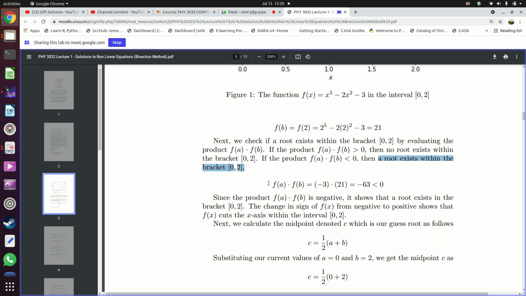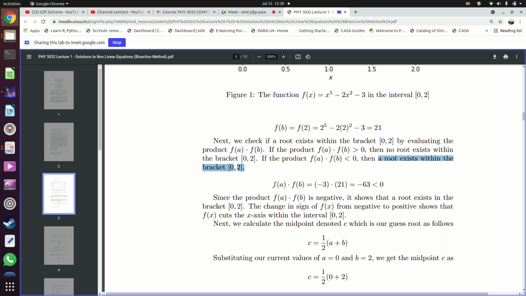Yes. So this is how you check. When you are given a bracket, you have to confirm whether in this bracket the function you're looking at actually has a root. Does it cross the x-axis?